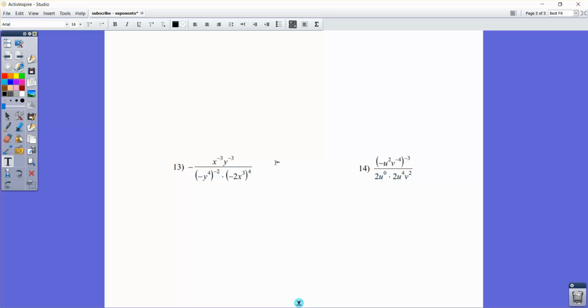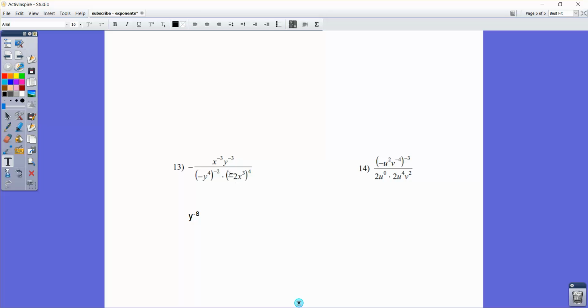Now, here we have a couple more combination rules. We want to take care of these separately. We have parentheses on the bottom. We have stuff on the top. We have a negative on the outside. Whew, we got a few things going on in here, so let's go ahead and take these one thing at a time. We have a negative y to the 4th to the negative 2nd. So as before, negative y to the 4th to the negative 2nd, that's negative 1 to the negative 2nd, that's positive 1. Y to the 4th to the negative 2nd is y to the negative 8th. So that's y to the negative 8th in the bottom for that first term.